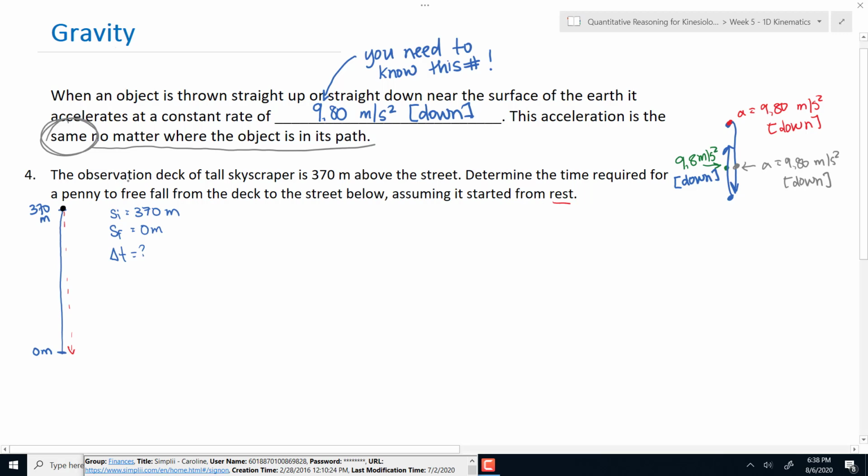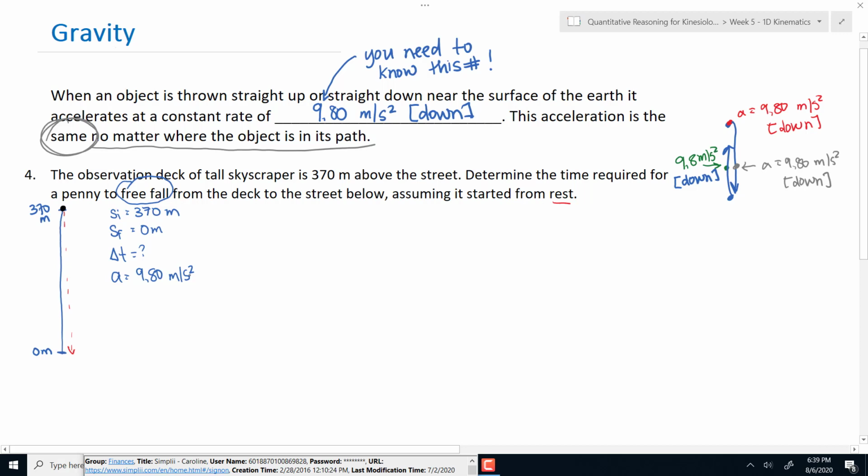So free fall, what that means is that the only force acting on it is gravity. So we know the acceleration. No matter where the penny is in its fall, the acceleration due to gravity is always the same value, 9.80 meters per second squared, and it always points straight down.